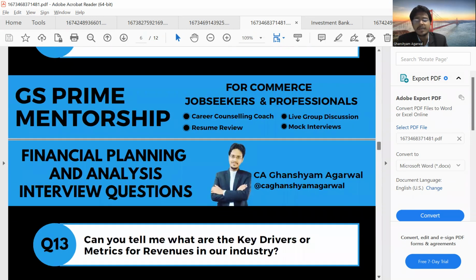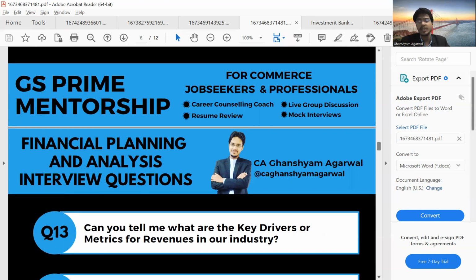What are the key drivers, the KPIs, they ask, for the IT sector? What are the key risks in the IT sector? What are the key risks in the manufacturing sector? What are the KPIs of the manufacturing sector? They might ask you about global economics also. How do you think Tata Steel will be impacted by so-and-so amendment which has happened? What will be the impact of the Ukraine-Russia war on our industry?